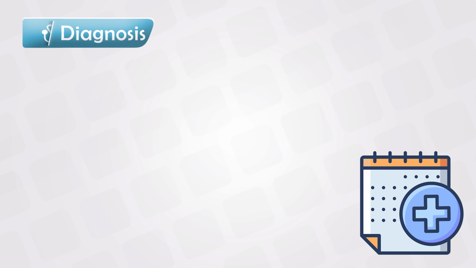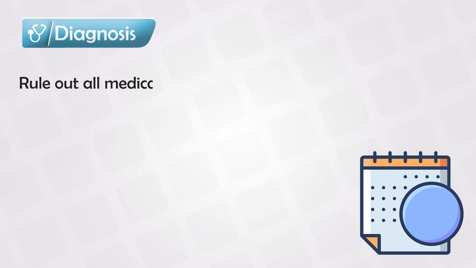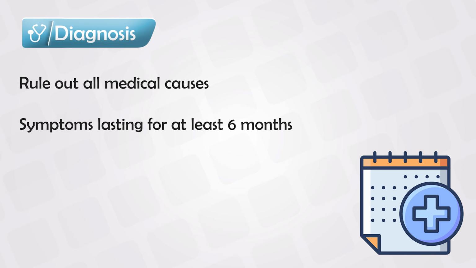To correctly make the diagnosis of schizophrenia, we first have to rule out any medical or drug-related causes. So the patient has to have the symptoms that we will mention, but they also have to be cleared of any medical causes, like Cushing syndrome, for example. And the symptoms have to last for at least 6 months.